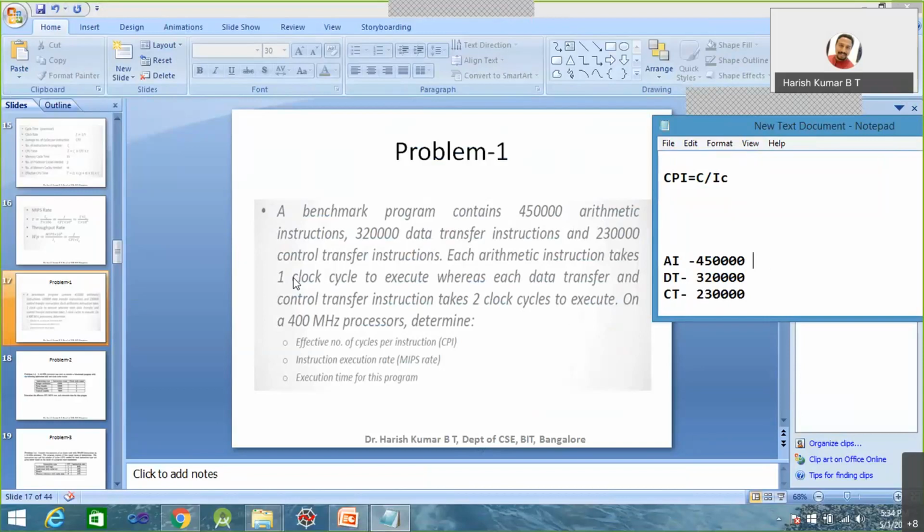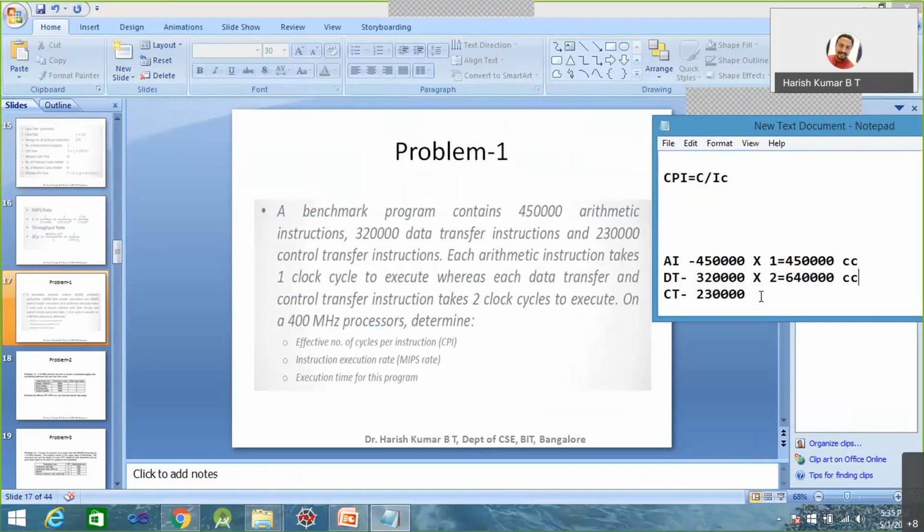He has also given that to perform the execution of each integer arithmetic instruction, how many clock cycles are required? 1 clock cycle. Now multiply, 1 into 4,50,000, that is equal to 4,50,000 itself. So CC, clock cycles, to complete the execution of all 4,50,000 arithmetic instructions, 4,50,000 clock cycles are required. Hope you understood. Similarly, for data transfer instructions, 2 clock cycles required into 3,20,000, that is 6,40,000 clock cycles.